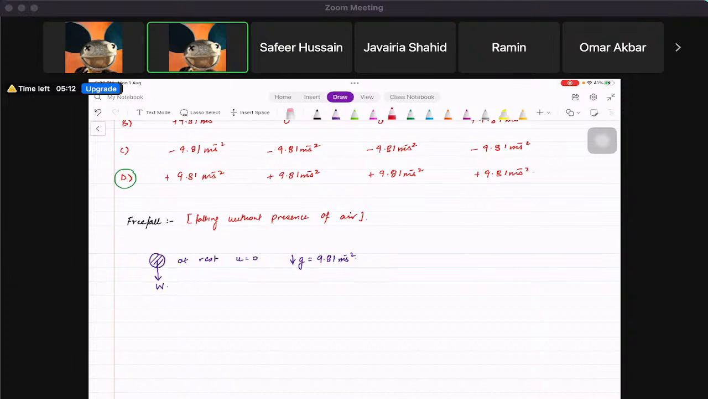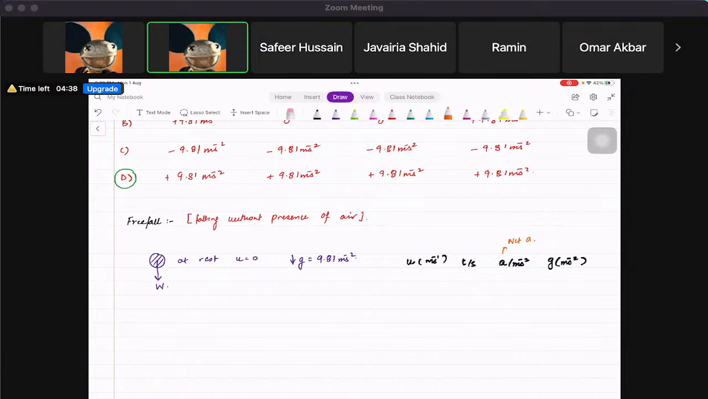Now let's make a table. We want to have velocity in meters per second, time, acceleration, and g. This is the net acceleration, the overall acceleration that's happening.